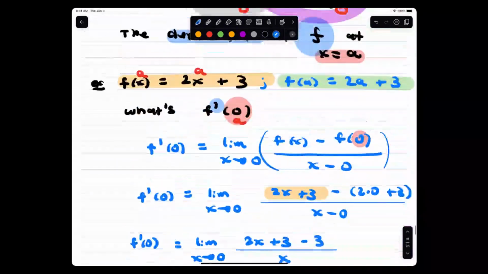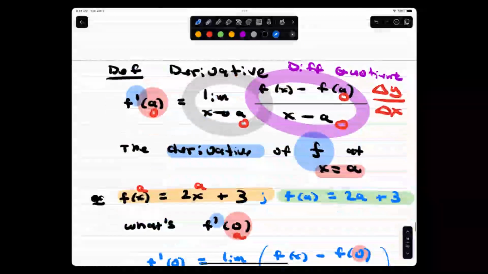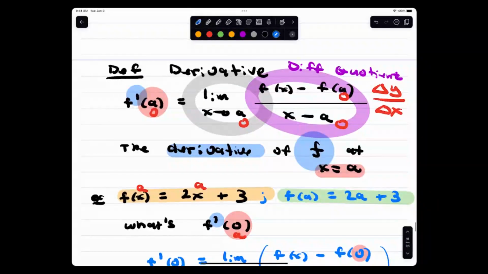Is that easy peasy? Well, it's the first time you guys ever seen the definition of a derivative. Maybe. Can I tell you guys a little secret? Has anybody ever taken calculus before? Just raise your hands high and proud. You've taken calculus 1 before.